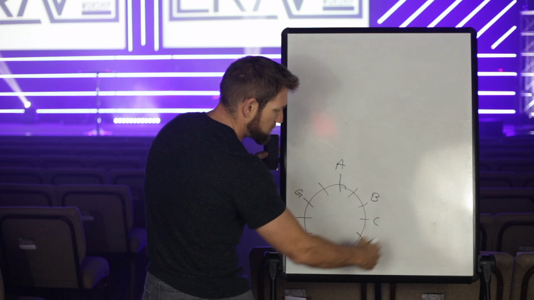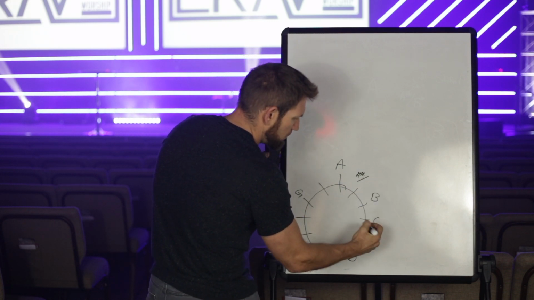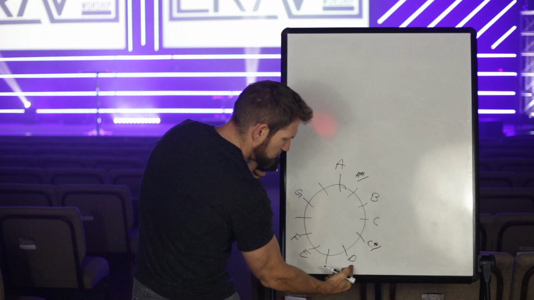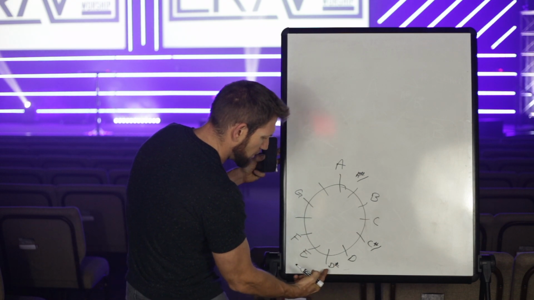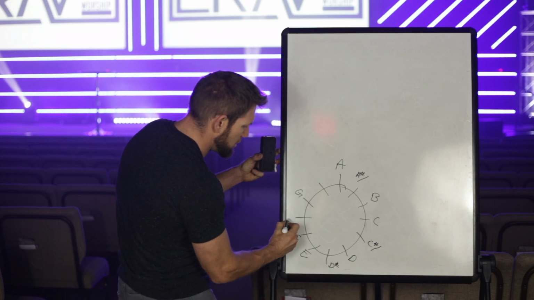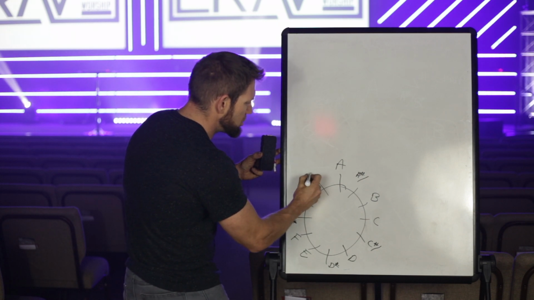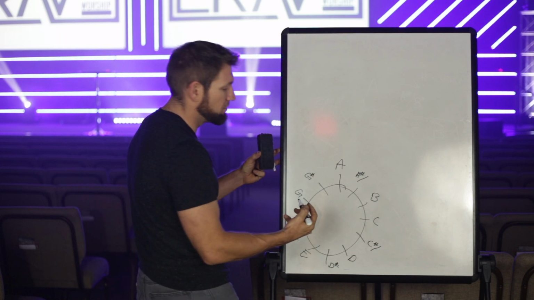A to A sharp, since we're going around the right way. C to C sharp. D to D sharp. E to F. F to F sharp. G to G sharp. Now let's go around the opposite way to populate all of our flats.